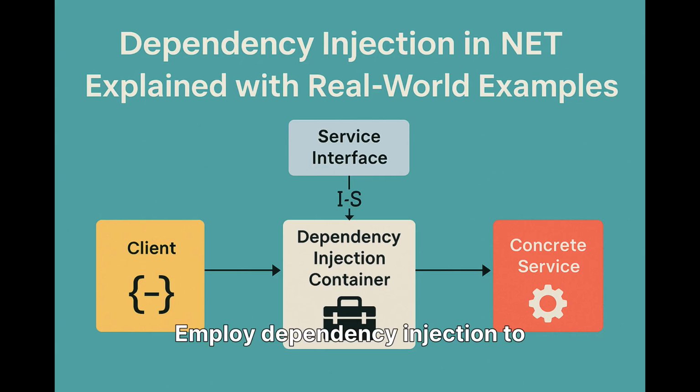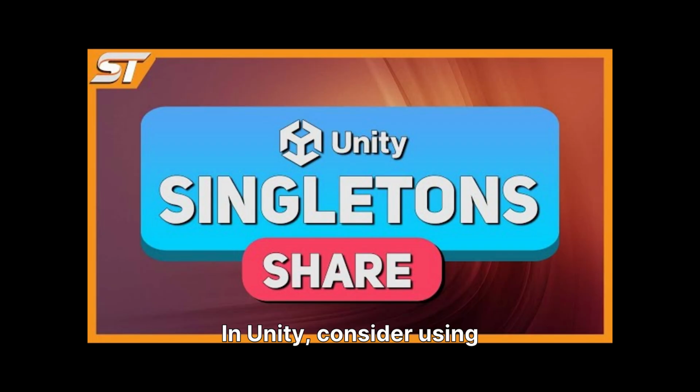Employ dependency injection to register publishers and create them only when they are truly needed, particularly in web applications. This promotes loose coupling and makes your application more modular and testable. In Unity, consider using the singleton pattern to ensure you always work with the same instance of your publisher class. This can simplify event management and ensure that all subscribers are listening to the correct publisher instance.